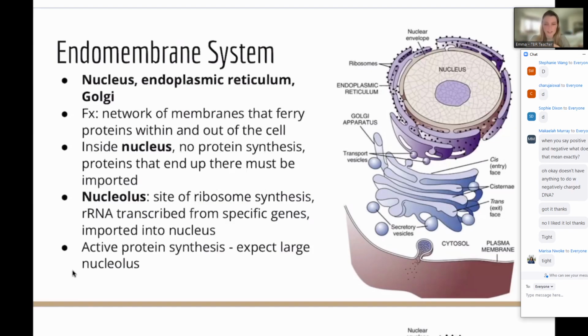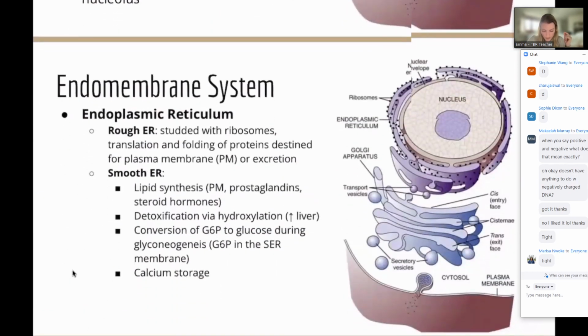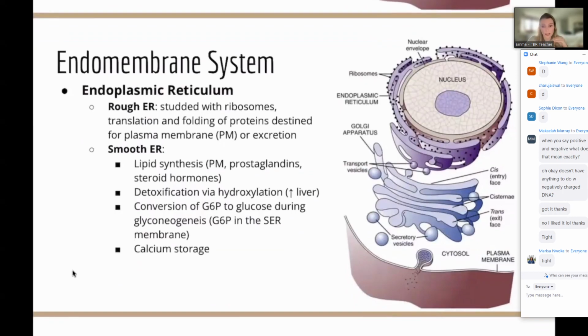So the nucleolus is our site of ribosome synthesis. We're going to have a ton of ribosomal RNA producing these ribosomes. They have very specific genes that ribosomal RNA is coming from. And then they're going to be imported into the nucleus so that they can be in that same region. If we have a cell that's undergoing a lot of protein synthesis, we would expect that nucleolus, or that area around the nucleus where we're having our ribosomes made, to be really active and really quite large. Then we're going to go to the endoplasmic reticulum.